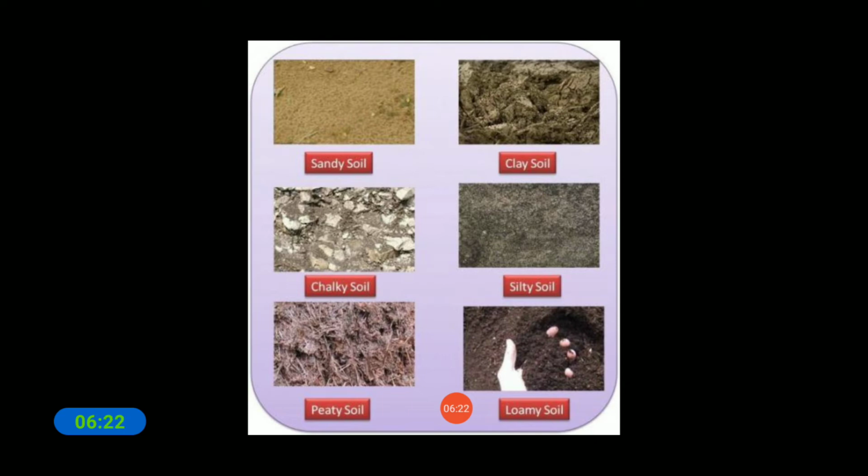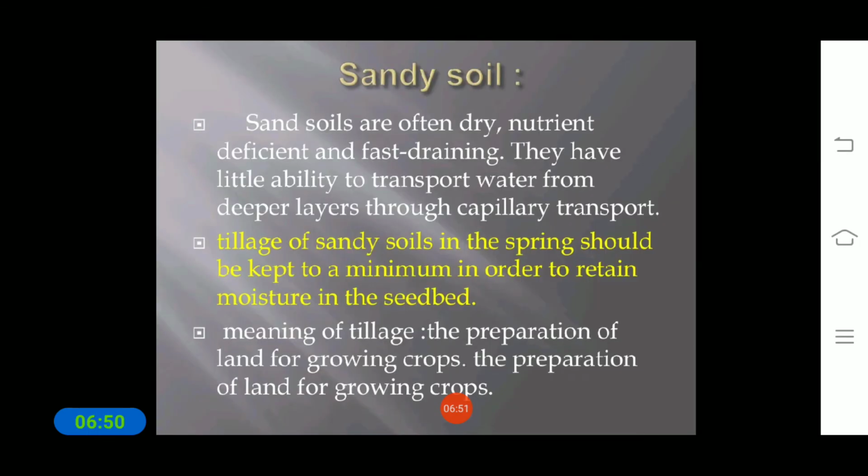The first one is sandy soil, then clay soil, chalky soil, silty soil, peaty soil, and also loamy soil. Here we have discussed only a few types of soil in this class. These are the different types of soil. Now let us discuss one by one. Now the first one is sandy soil. See, sandy soils are often dry, nutrient deficient, and fast draining.